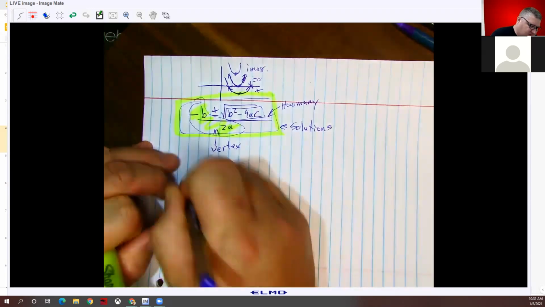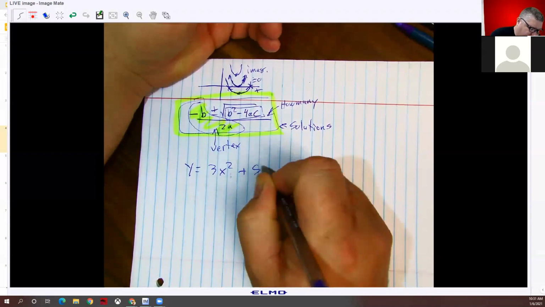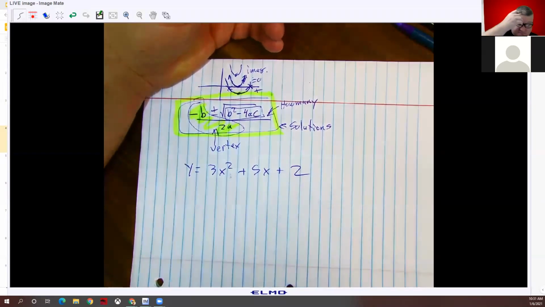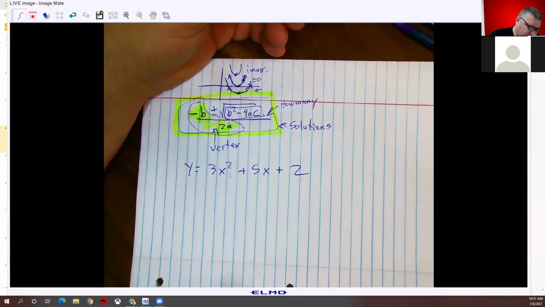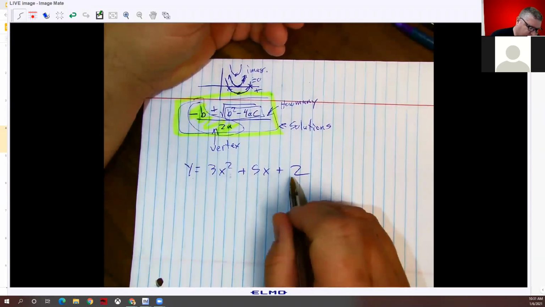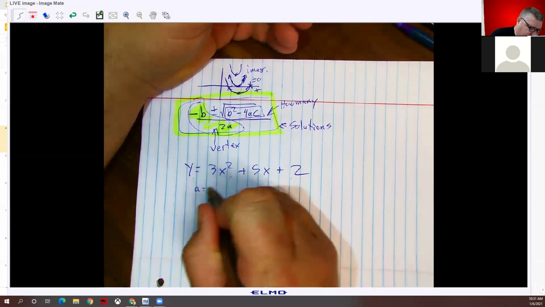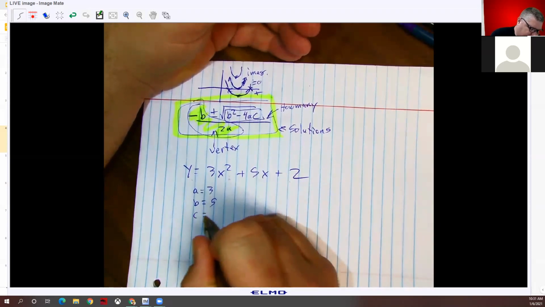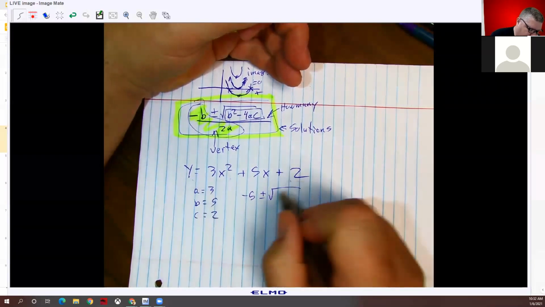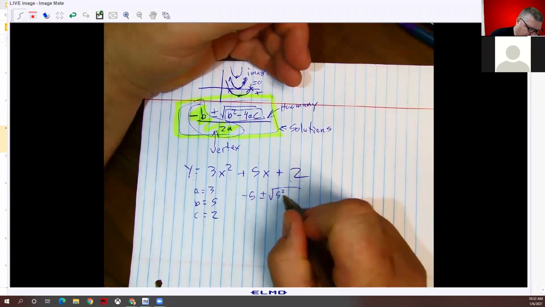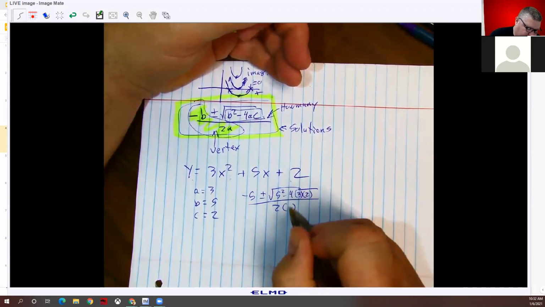So let's put this thing to work. Y equals 3x squared plus 5x plus 2. Let's do that. All right. And so if we're going to do this, let's put this in the quadratic formula. A equals 3, B equals 5, C equals 2. So opposite of 5 plus or minus the square root of B squared, so 5 squared minus 4 times 3 times 2, all over 2 times 3.